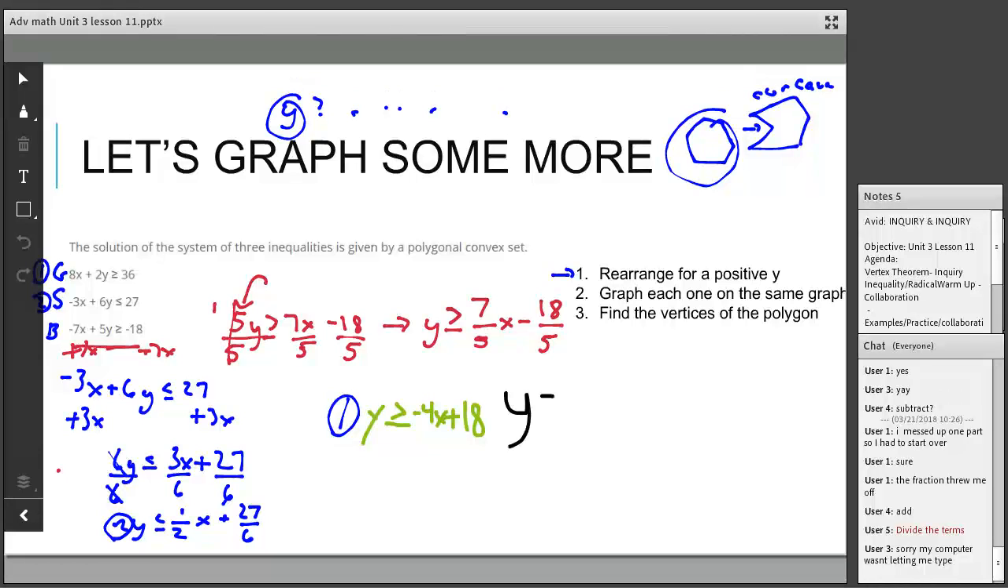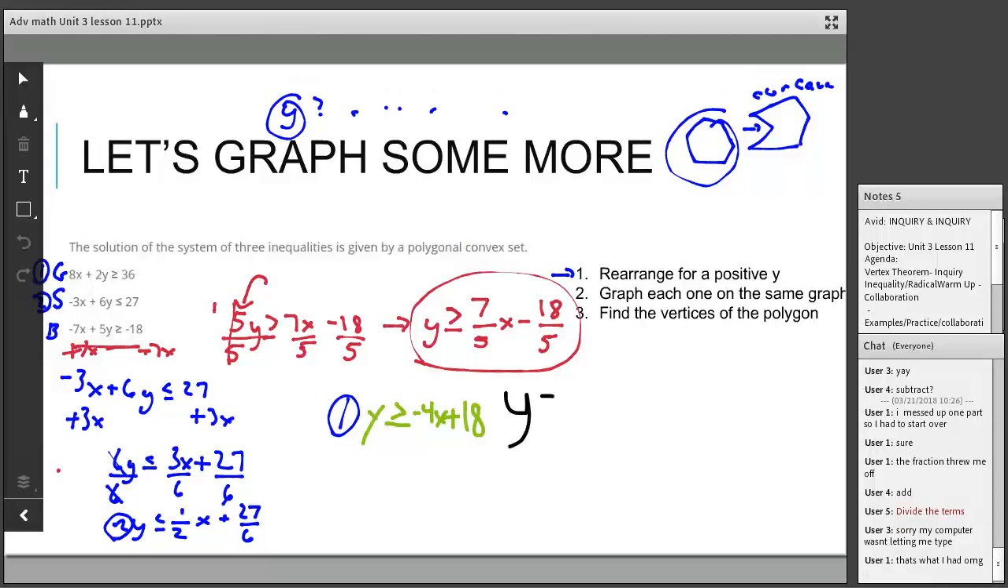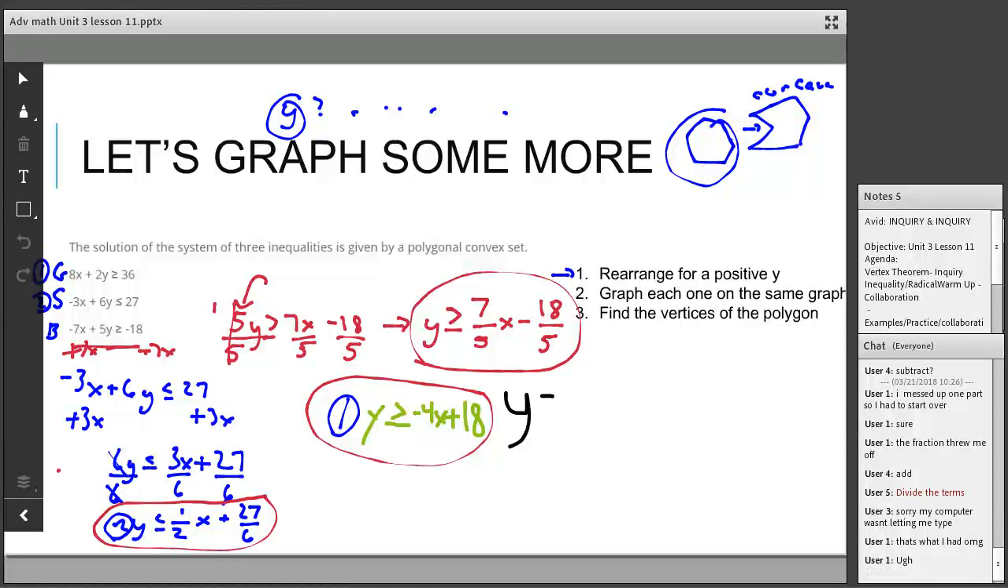All right, you guys, we have 3 equations. We have this equation: y is greater than or equal to 7/5 x minus 18/5. We have this equation: y is greater than or equal to negative 4x plus 18. And we have this equation: y is less than or equal to 1/2 x plus 27/6. I want you guys to graph those 3 equations on your Desmos.com and see what you get.